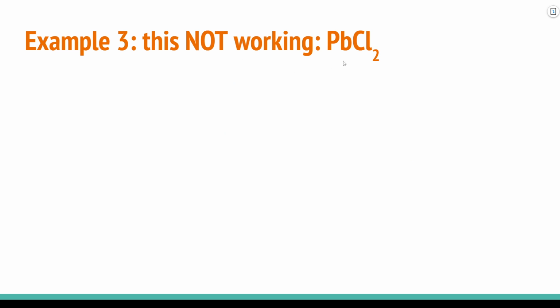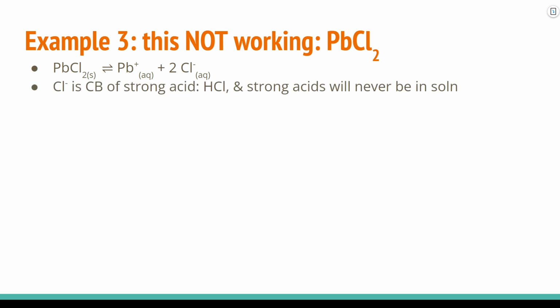Okay. So here's an example where this doesn't work. And then third example, PbCl2. So here is my dissolving of this, right? And so I need to think about what I can do to try to make this dissolve more. Now, chloride ion is the conjugate base of a strong acid. As a reminder, strong acid, make sure you know your list. And so the strong acid, HCl, is the strong guy. And as a reminder, the strong acid as a compound doesn't really exist because pretty much all of it dissociates completely.